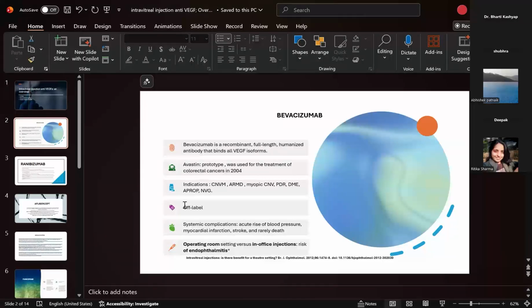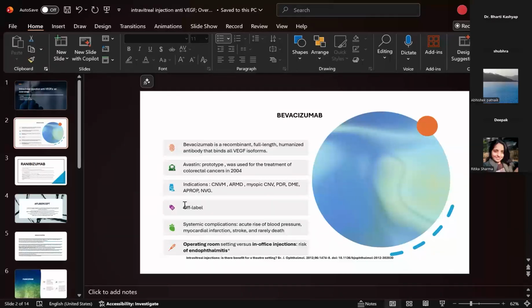It was used initially for the treatment of colorectal cancers in 2004, and it was noted to be very useful as an intravitreal treatment in ophthalmology. If you go for the indications, every indication possible in ophthalmology, Avastin can be given: diabetic macular edema, proliferative retinopathy, neovascular ARMD, myopic CNVMs, APROP, as well as neovascular glaucoma. You name it and you can do it. That is the safety and productivity that Avastin has shown in every possible condition.